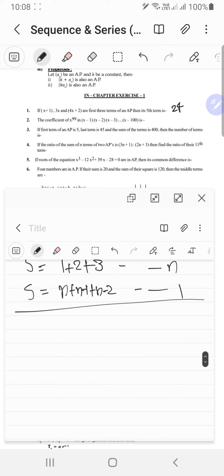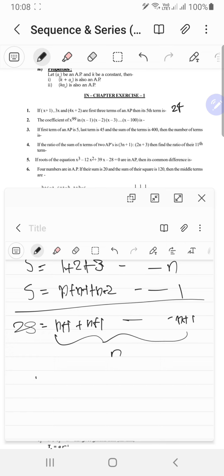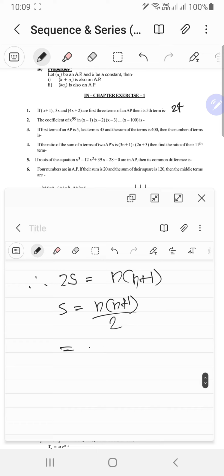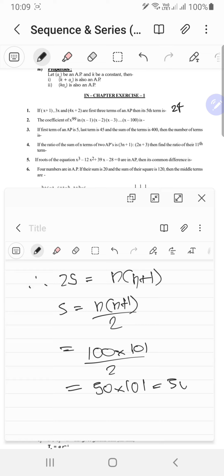You add these two equations up, so 2S equals n plus 1. This is also n plus 1, that is also n plus 1, and it keeps on going till n plus 1. So there are n of these, therefore 2S equals n into n plus 1. So S is n into n plus 1 upon 2. In this case, n is 100, so our S will be 100 into 101 upon 2, which is 50 into 101, which is 5050. Cool.